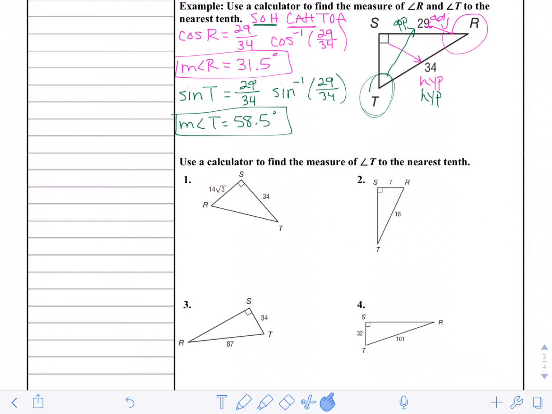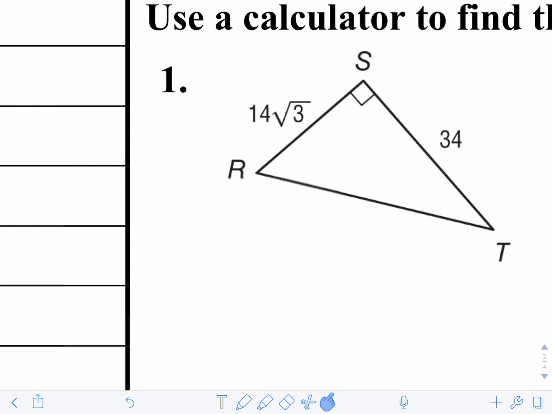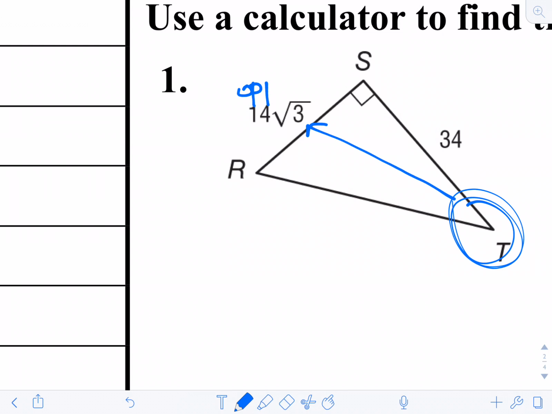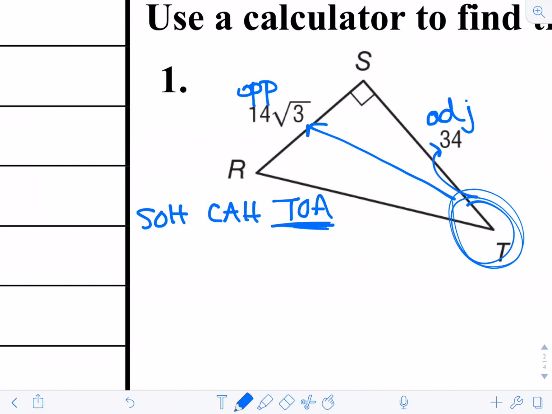Now we have 4 examples and then we're done. It says use a calculator to find the measure of angle T to the nearest tenth. So we're only focusing on T. For this one, I'm looking at angle T right in here. This would be opposite, and 34 is going to be adjacent. If you remember SOHCAHTOA, the one that has opposite and adjacent is the TOA, so that's going to be our tangent.